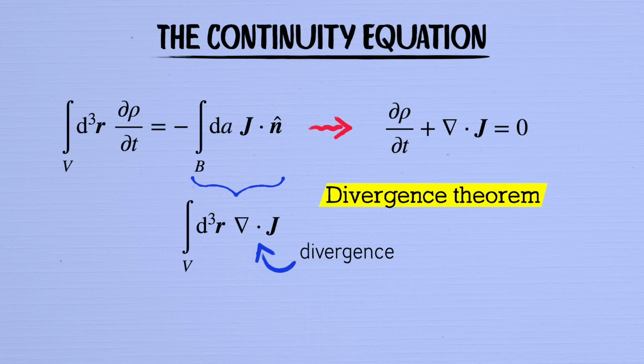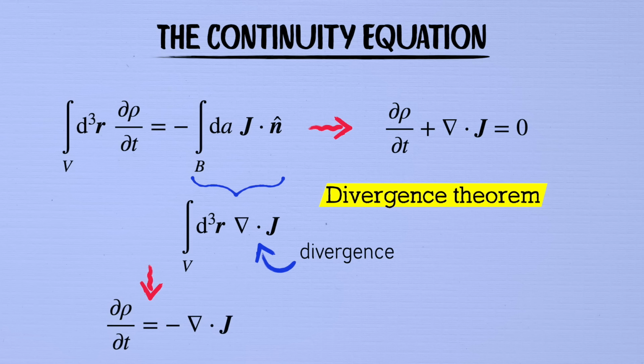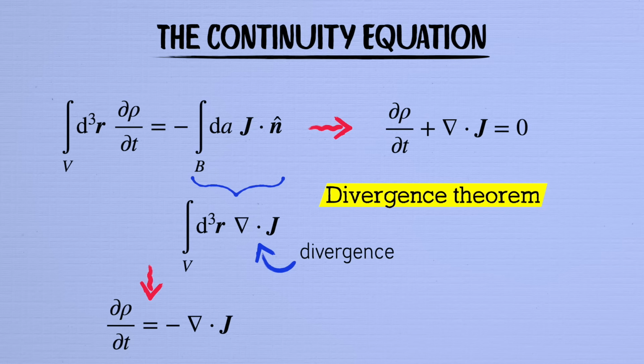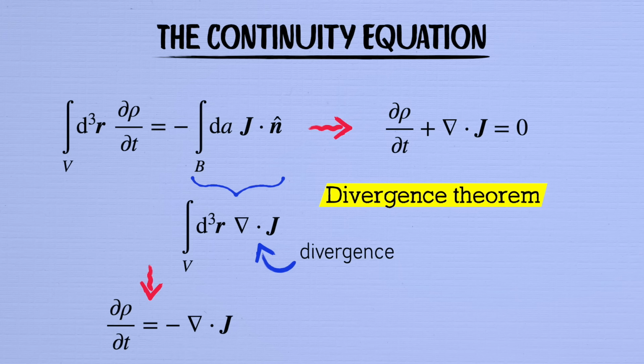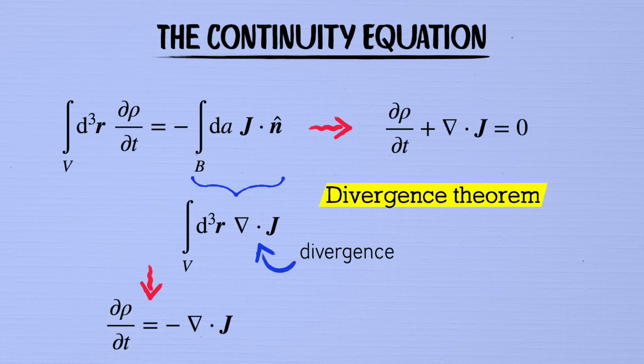Since our volume V was arbitrary, we can shrink it down and conclude that the integrands dρ/dt and minus del dot j on the two sides have to be equal point by point, again giving us the continuity equation. Okay, now we've understood what it means for electric charge to be conserved in electromagnetism.